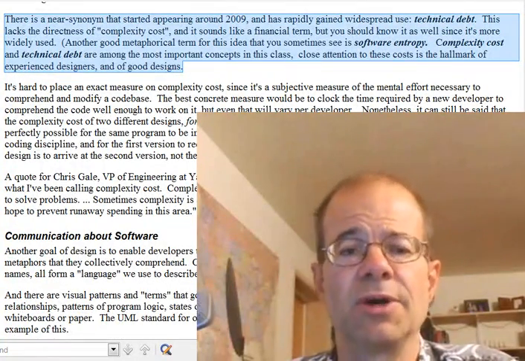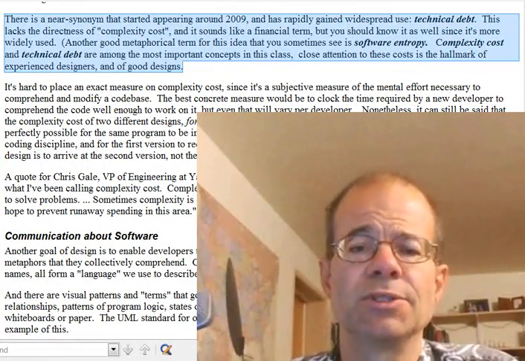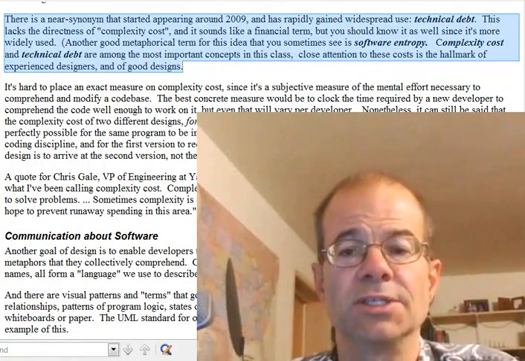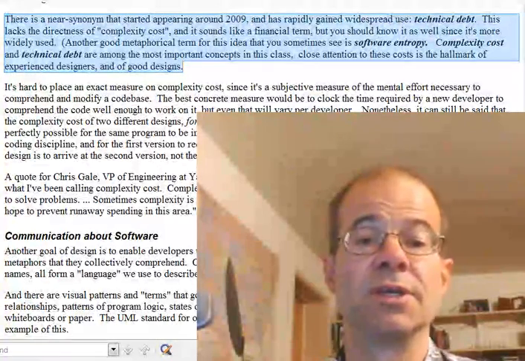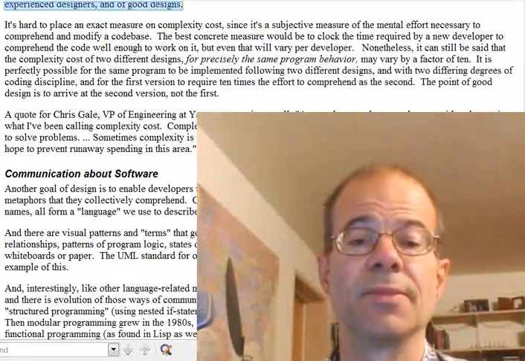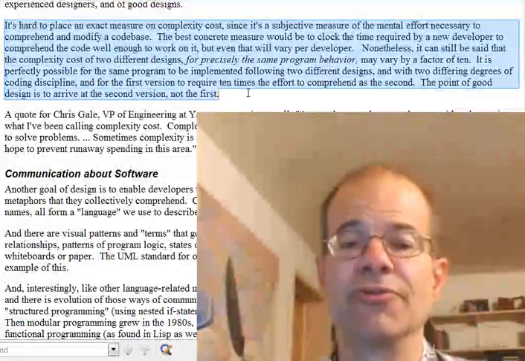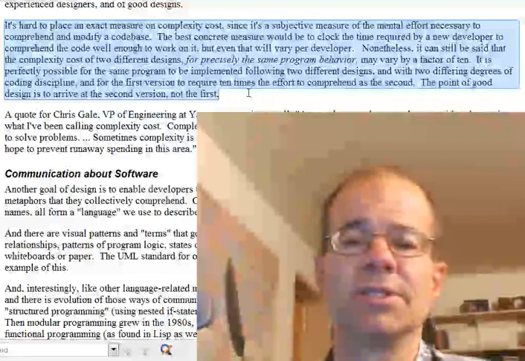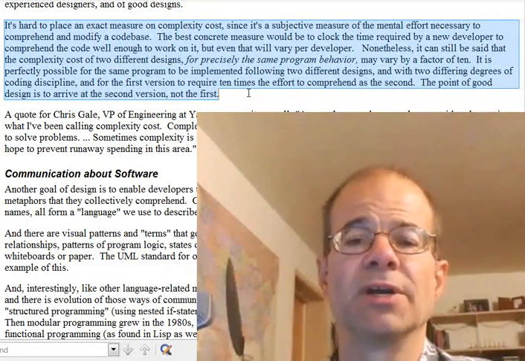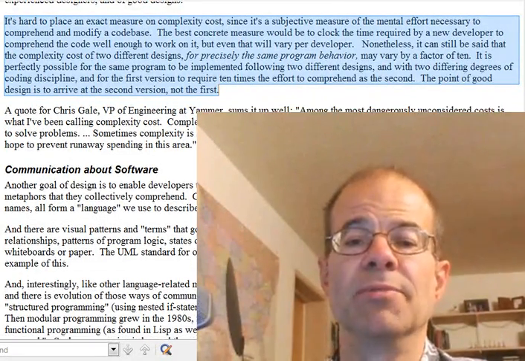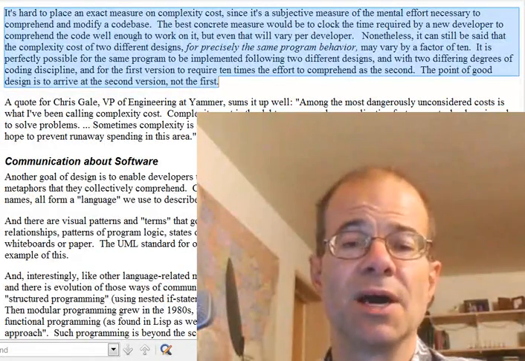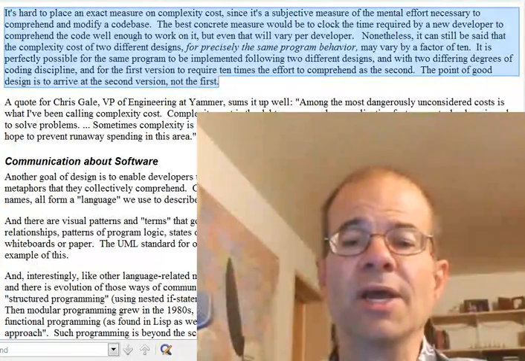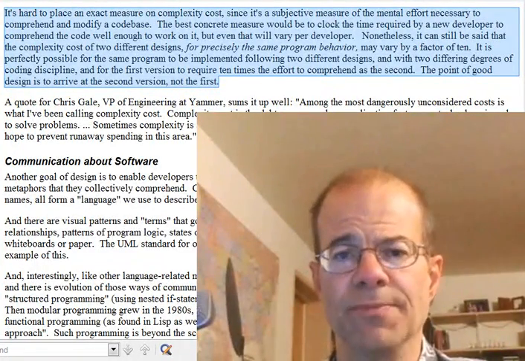Now, complexity cost and technical debt are among the most important concepts in this class, and close attention to these costs is the hallmark of experienced designers and of good designs. Now, it's hard to place an exact measure on complexity cost since it's a subjective measure of the mental effort necessary to comprehend and to modify a code base. Probably the best concrete measure would be to clock the time required by a new developer to comprehend the code well enough to work on it, but even that will vary per developer.